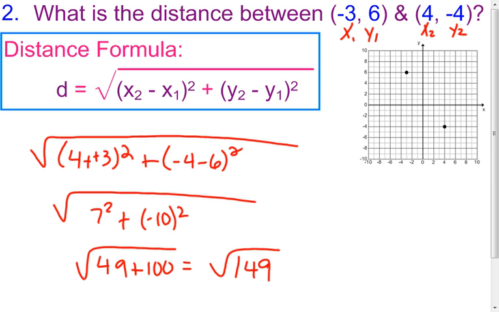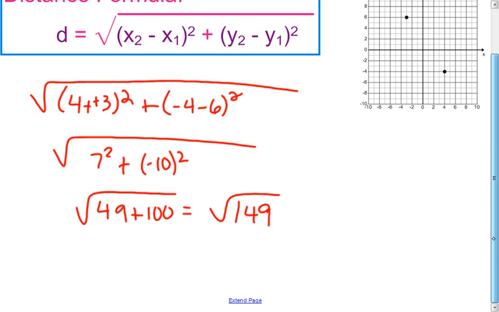Then you always want to look at, can you break that down? Like if it was the square root of 50, that would break down into root 25 times root 2, which would break down into 5 root 2. You cannot break the square root of 149 down, so we will just leave it like that.